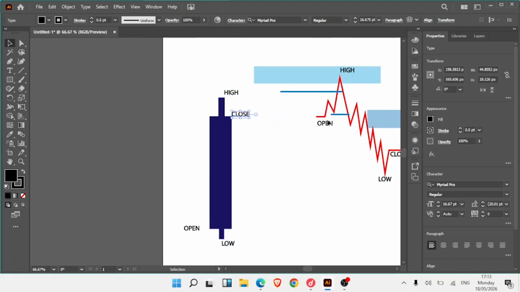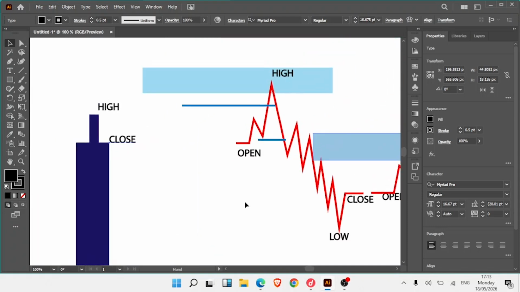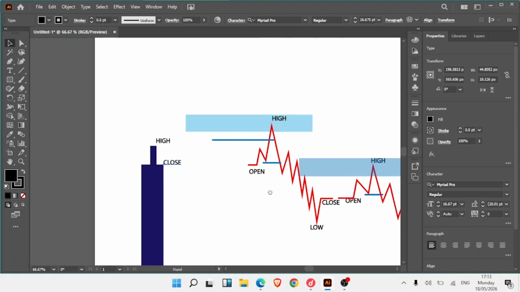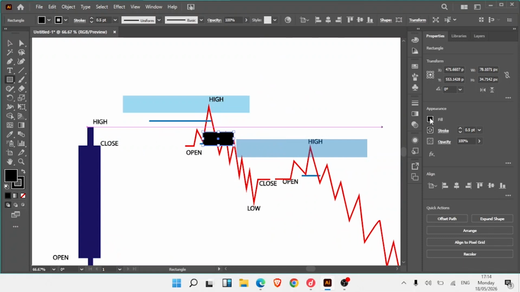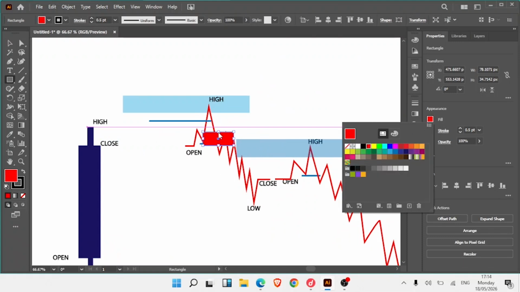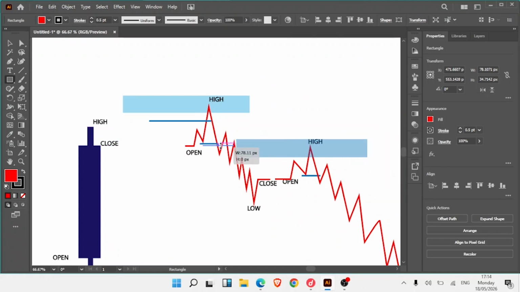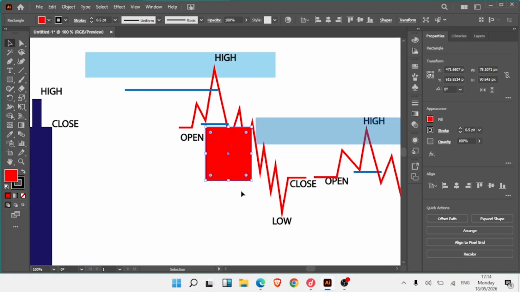Now since the next day opens right here, we can use the same structure again. Let me use red this time. The day opens right here, around here, and then goes up to form this high of the day, and then drops to form this low of the day, and then closes around here. So this becomes a daily bearish candle.